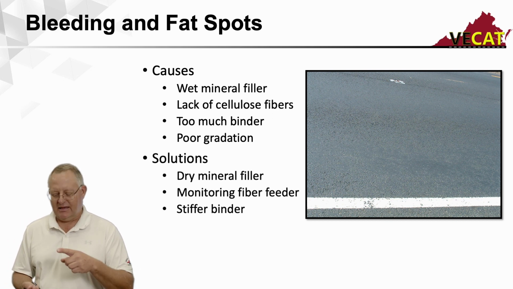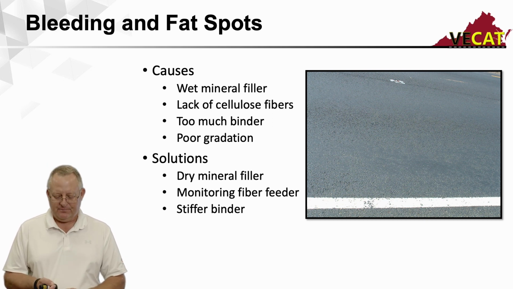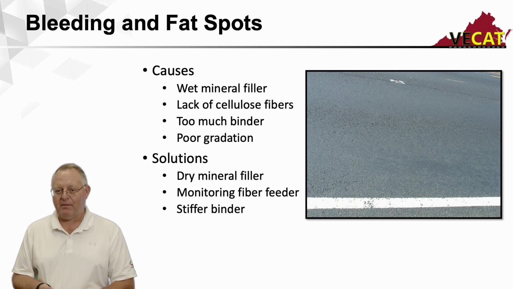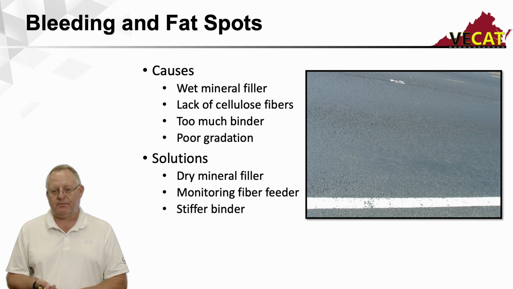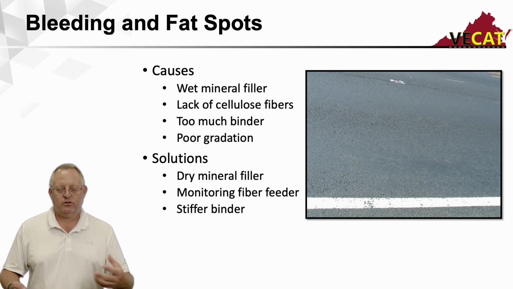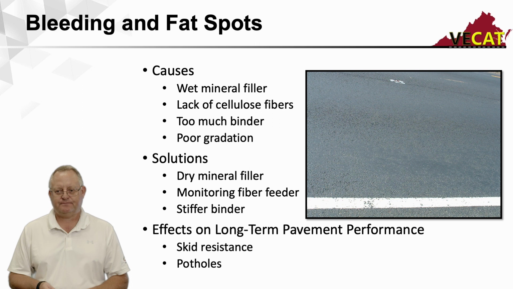Some of the solutions, if it's SMA, it's making sure that mineral filler is dry, making sure you're monitoring that fiber feeder. Maybe you're needing to use a stiffer binder. If you're over on the dense graded side, you're re-looking at what your gradations are on your materials, how the mix is actually put together to make sure you have enough void space to accept that binder to meet those cracking, durability, and rutting requirements. But the impacts are poor skid resistance for safety, and it will pothole. So that's why we work to try to minimize and eliminate bleeding and fat spots, whether it's in an SMA or in a dense graded section.